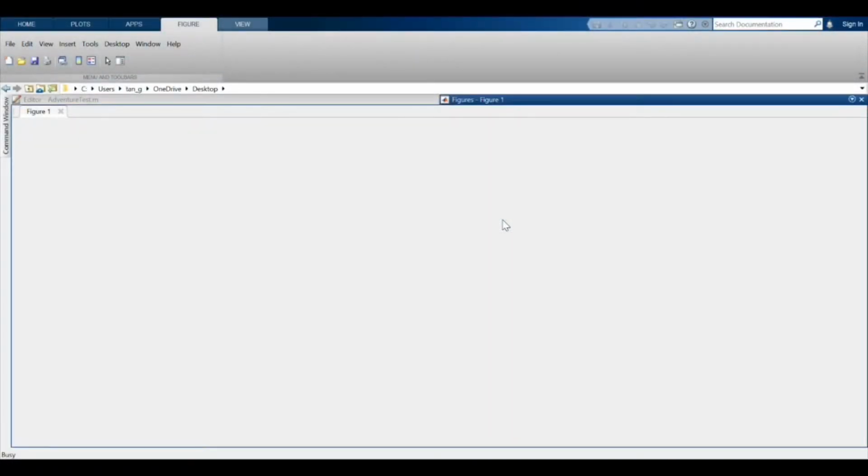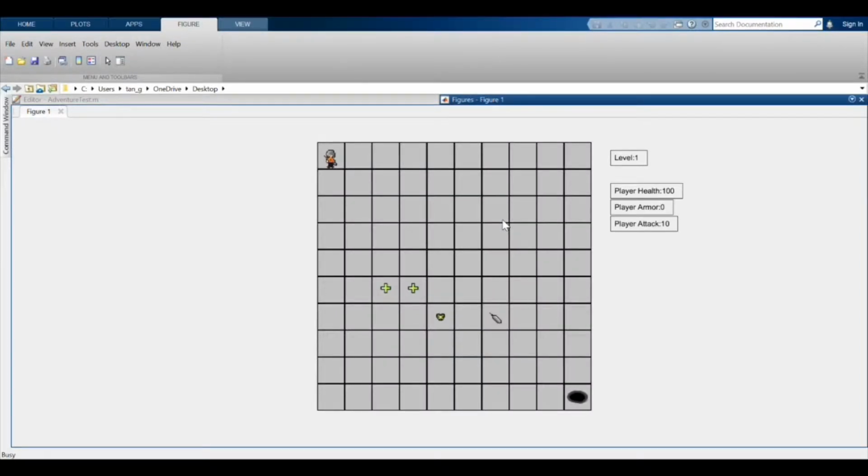The following is a demonstration of Adventure. The player starts in the upper left-hand corner. Text boxes on the right side of the board display the level number, player health, player armor, and player attack. These values start at 100, 0, and 10.